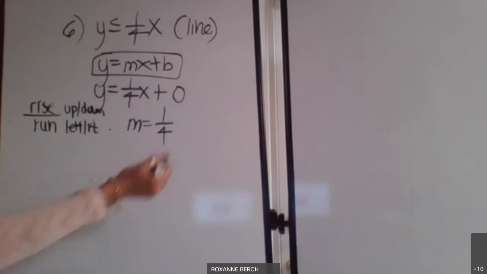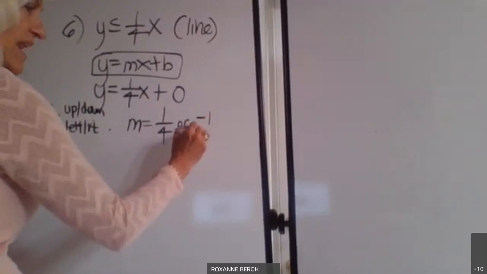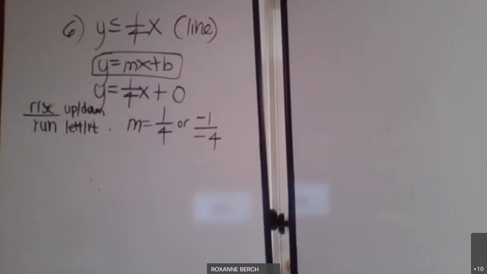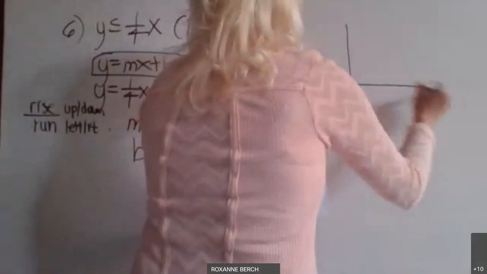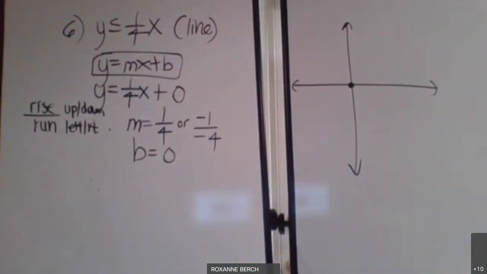Another way to write what's equivalent to 1/4 would be negative 1 over negative 4, because a negative divided by a negative is a positive. So this is up 1, right 4, up 1, right 4. This is down 1, left 4, down 1, left 4. And the starting point is 0, 0. The starting point is the y-intercept, so that's the y-intercept, 0, 0.